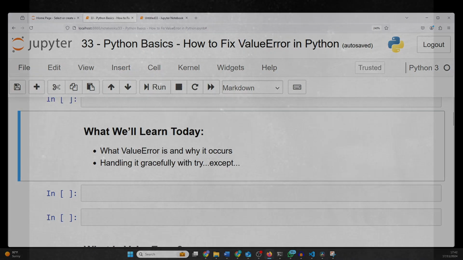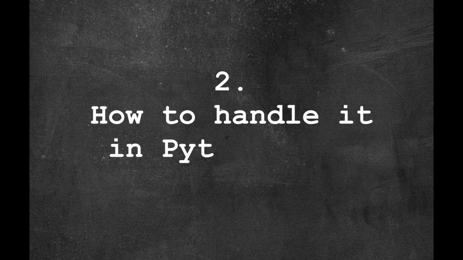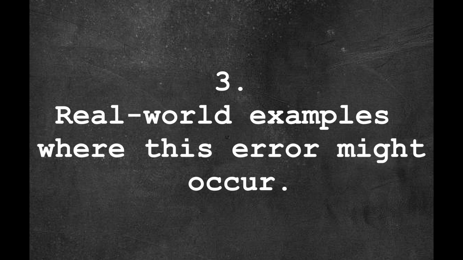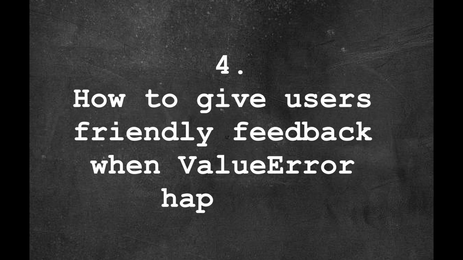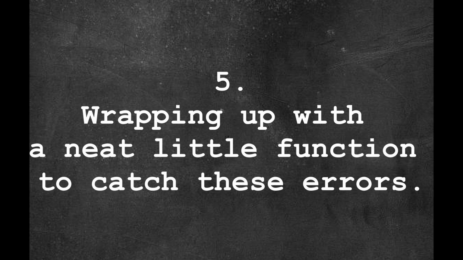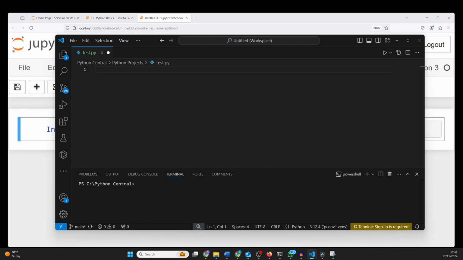In this tutorial, we'll learn what ValueError is and why it happens, how to handle it in Python using try except, real-world examples where the error might occur, how to give users friendly feedback when ValueError happens, wrapping up with a neat little function to catch these errors. We'll be working in Jupyter Notebook today, but you can follow along in VS Code or any IDE you prefer.